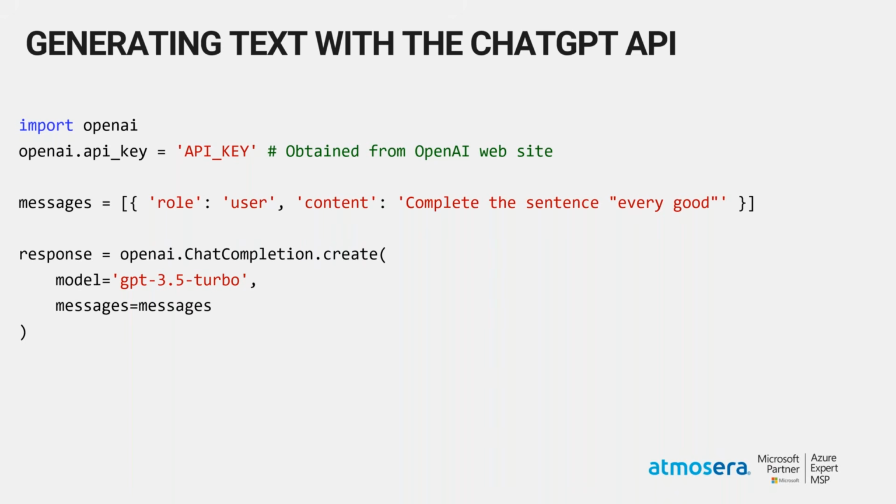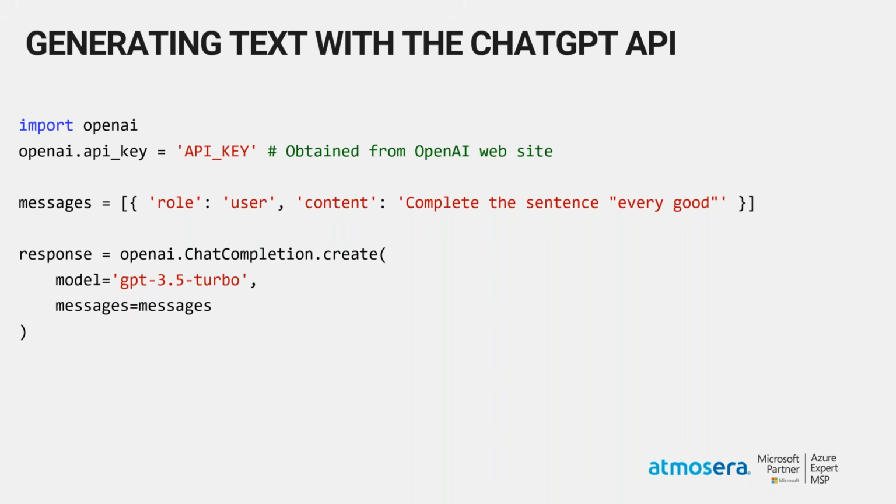But that API key needs to be passed in every call to the ChatGPT API so that it can essentially authenticate you. And if you're going to be billed for it, this tells it who to bill or what account to bill. In this example, I'm giving ChatGPT the command or the prompt, complete the sentence, every good.